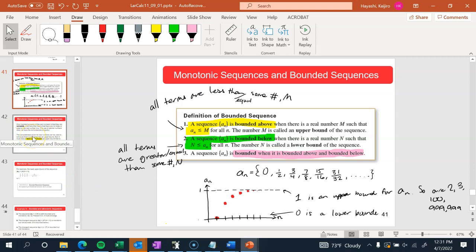So, although there are a lot of upper bounds out there, for this sequence, 1 is special. It is the lowest upper bound that the sequence has. If the value were any lower than that, even by a little bit, it would cease to be an upper bound. So 1 is the lowest upper bound for this sequence.